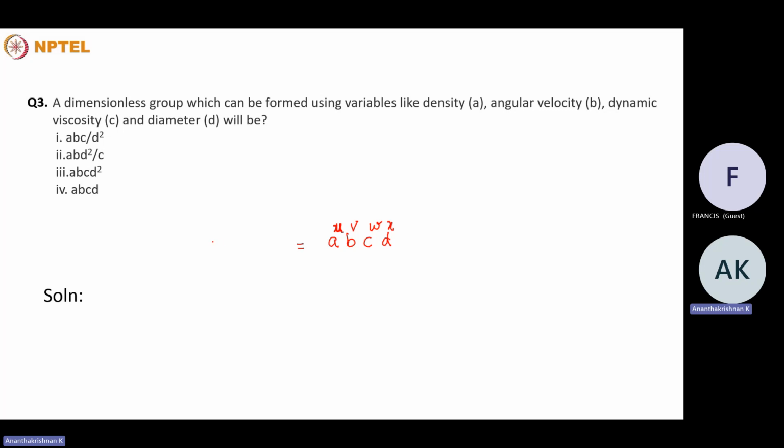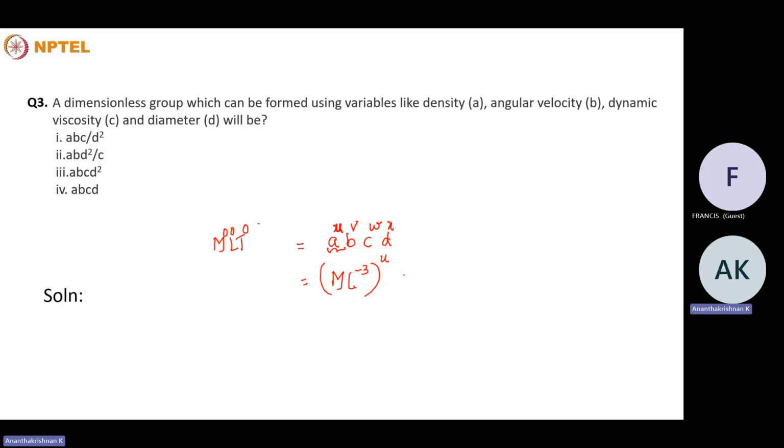So the power of the basic fundamental units M, L, T in this particular case will be zero. Now we represent the quantities A, B, C, D in terms of the basic fundamental units of mass, length, and time. A is density, which can be represented as kilogram per meter cube, or here mass per length cube.